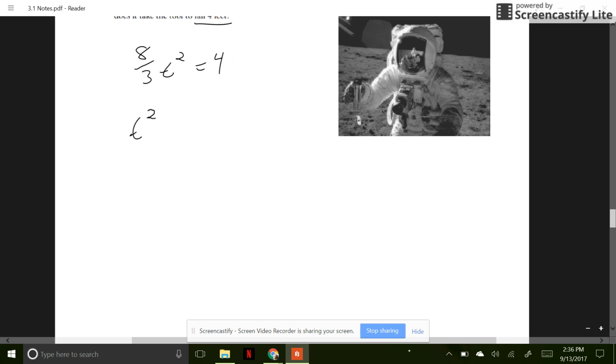So we have to multiply by the reciprocal, and we're taking 4 times 3 over 8, which is equal to 12 over 8, which reduces to 3 over 2. If we take the square root, t should be plus or minus the square root of 3 over 2.